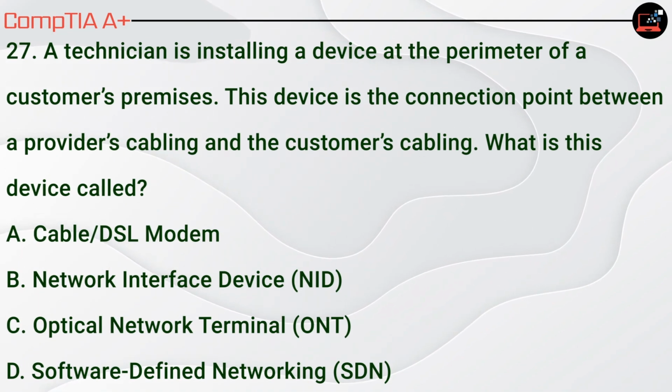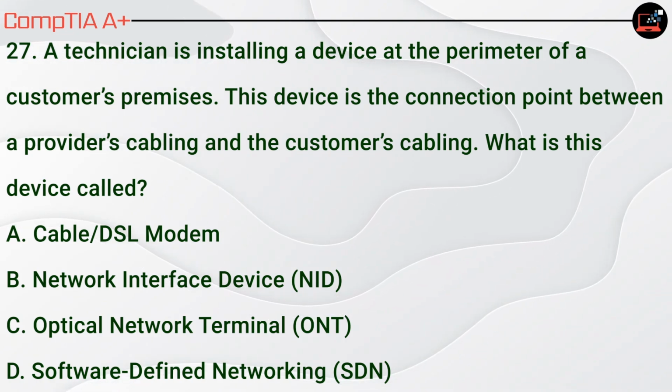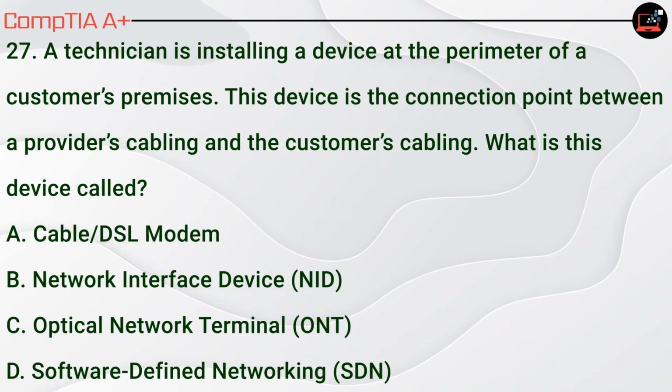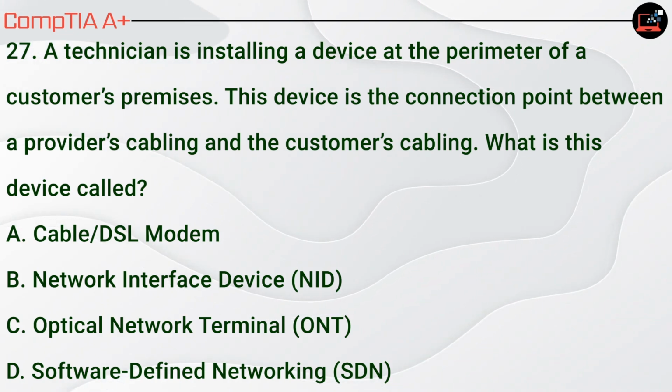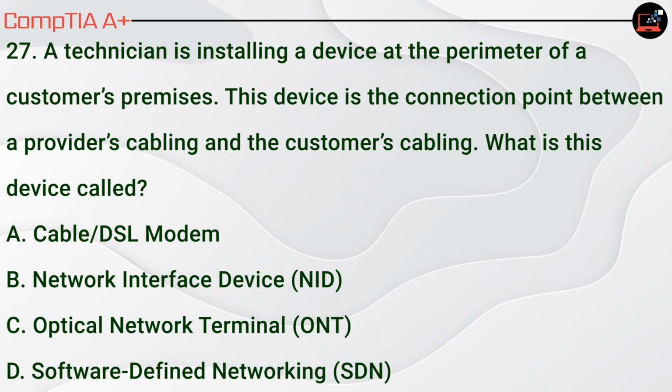27. A technician is installing a device at the perimeter of a customer's premises. This device is the connection point between a provider's cabling and the customer's cabling. What is this device called? A. Cable DSL modem. B. Network interface device, NID. C. Optical network terminal, ONT. D. Software-defined networking, SDN.